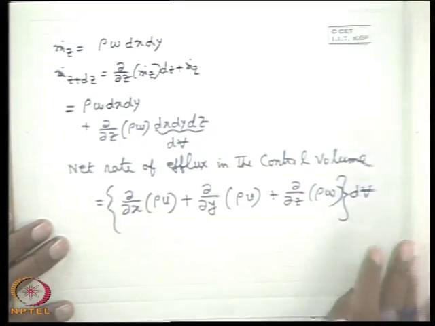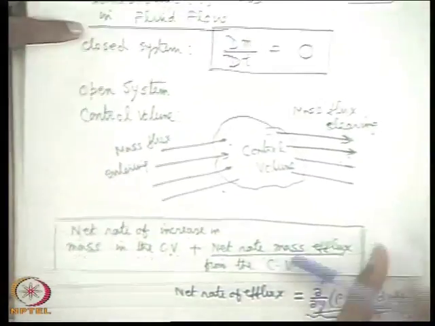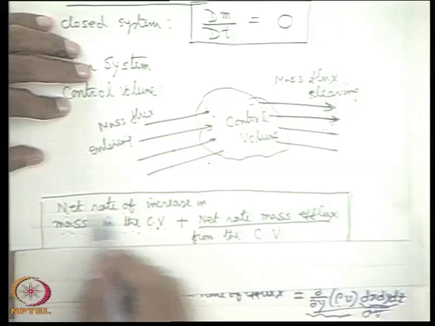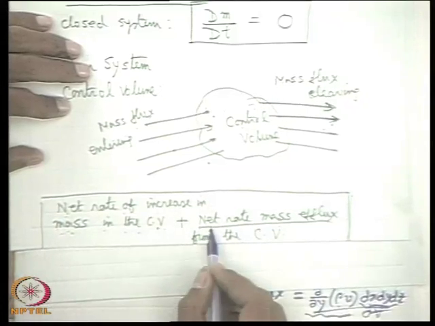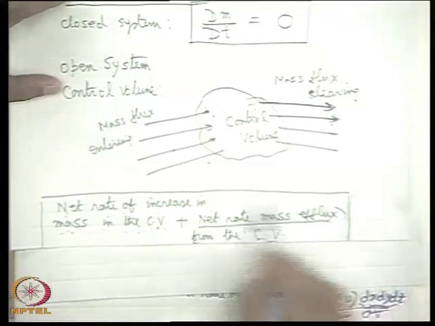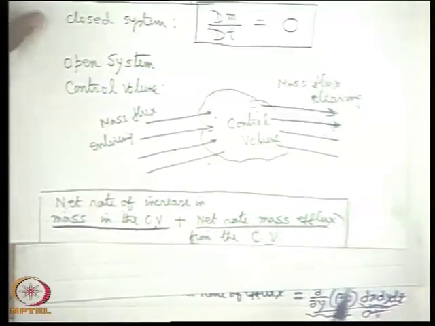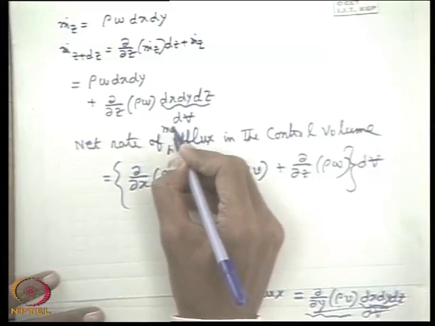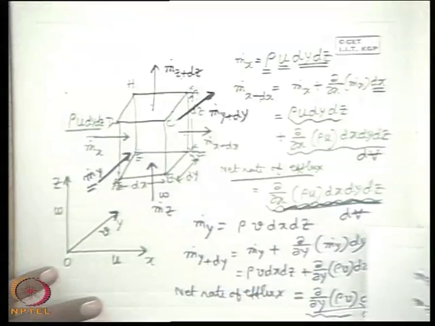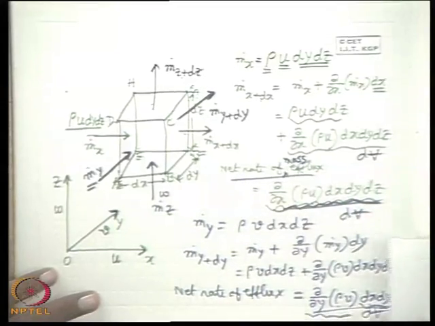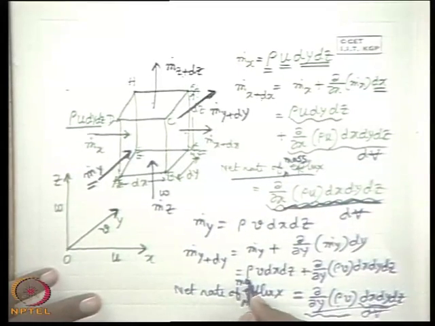Now what is the net rate of increase? If we again recall our continuity equation, which came simply from physical common sense: net rate of increase in mass in the control volume equals net rate of mass efflux from the control volume. So the net rate of mass efflux from the control volume we have found out. But what is the net rate of increase of mass in the control volume?